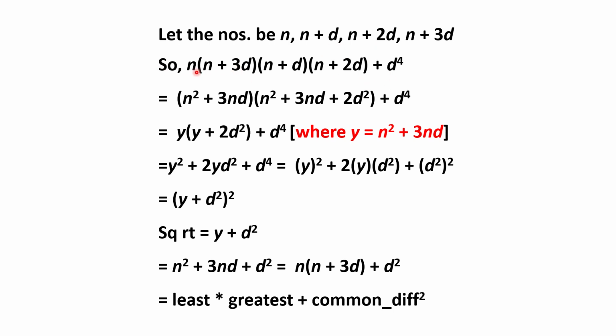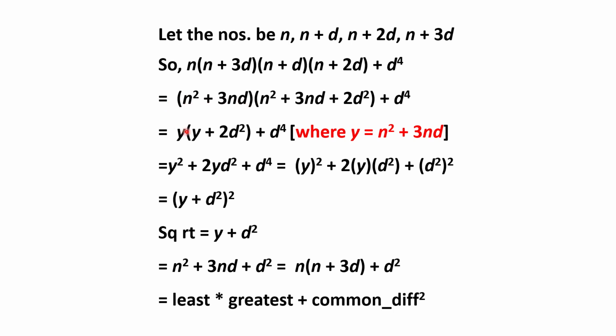So multiplying the first two factors, n into n is n square, n into 3d, 3nd. Similarly, multiplying these two, we get n square plus 3nd plus 2d square plus, of course, d power 4. Now, suppose n square plus 3nd is y. Let us represent n square plus 3nd by y.